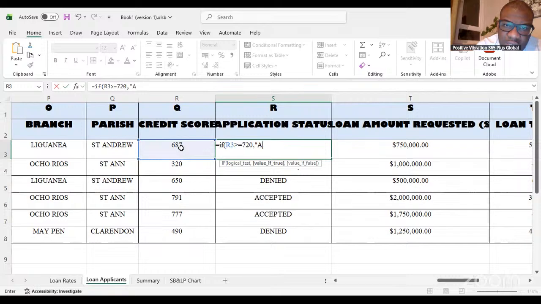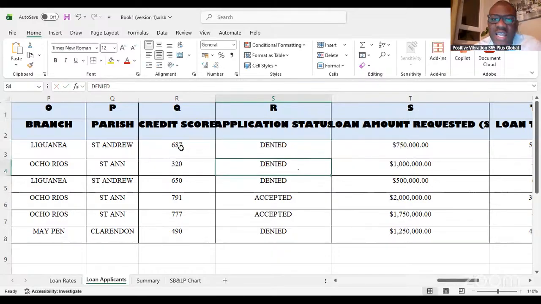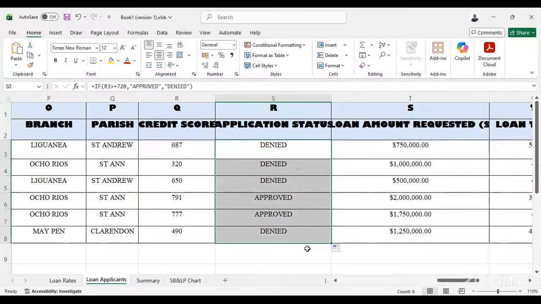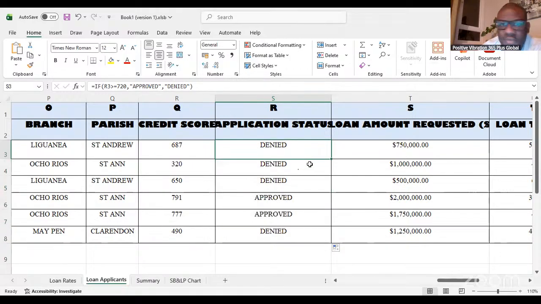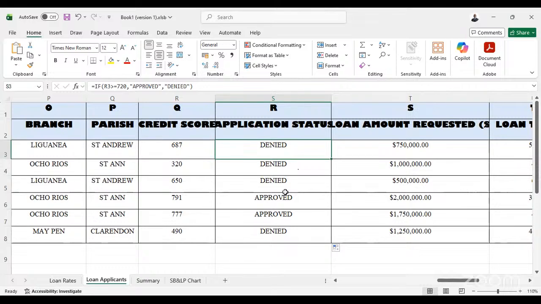Looks like you want to use all caps, so let's do that. APPROVED. And then if not, you want to put DENIED. All right. So all of this is being done by a formula itself. Once you've done this, you can copy this down to the rest, and that is going to give you approve. And notice that's based on here. Capiche? Yes, sir.